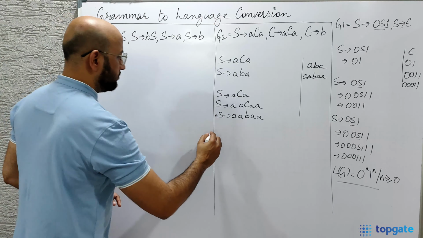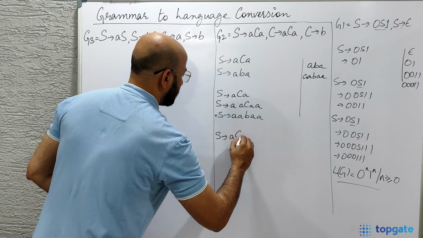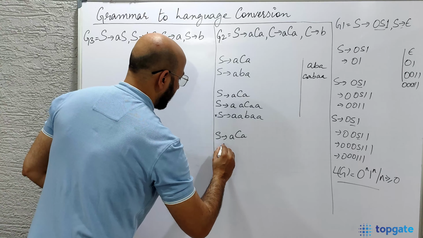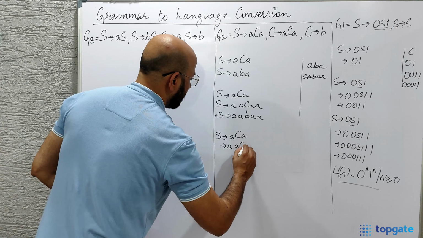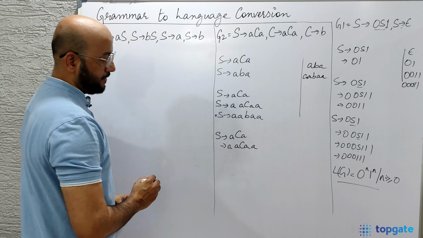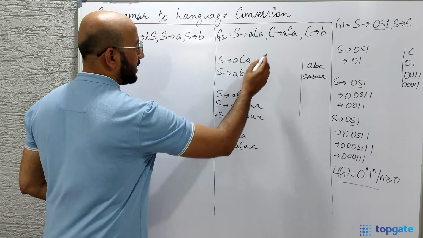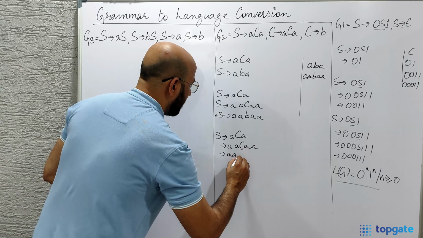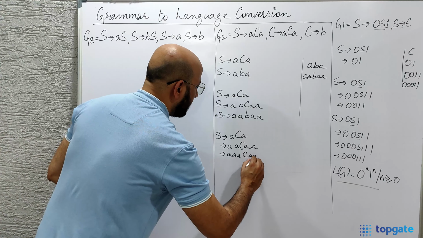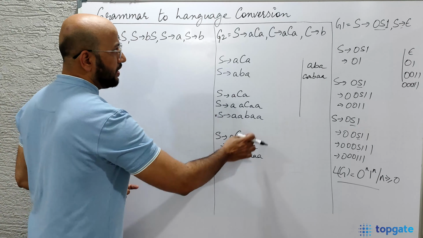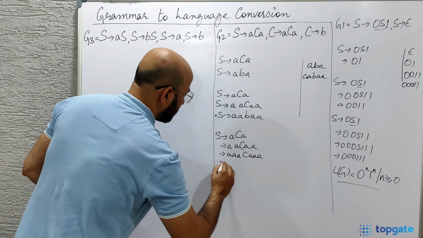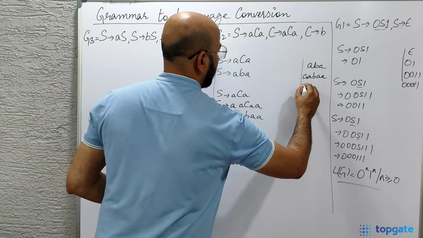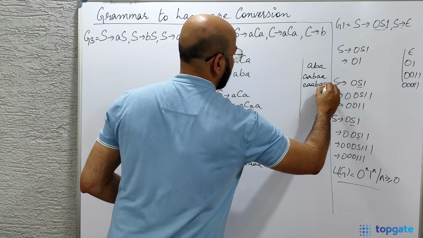Again, S tends to aCa. Now on this C, I can put this value. So I'll get a, then aCa, followed by a. Again, on this C, I can use this value again. I can use it n number of times, no problem. Clear? So I'll get triple a, C, triple a. Now to get rid of this capital C, I will use this particular rule. That means I will get triple a, b, triple a. So another string I got is triple a, b, triple a.